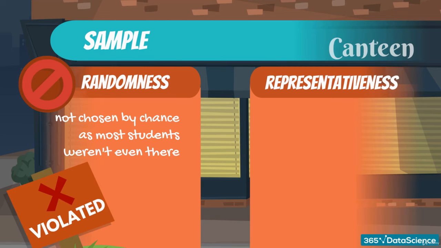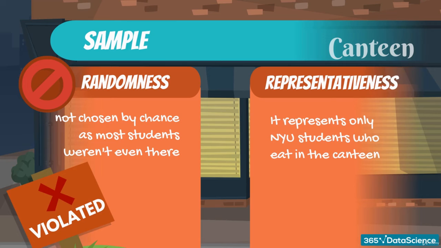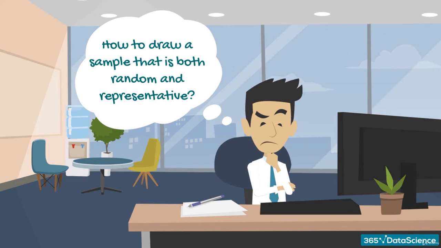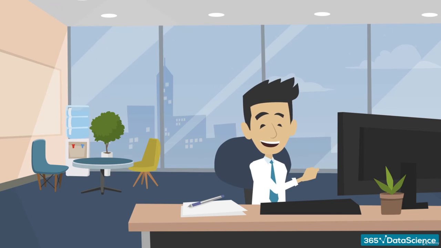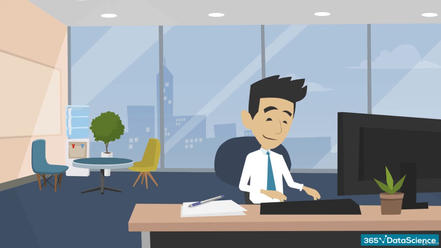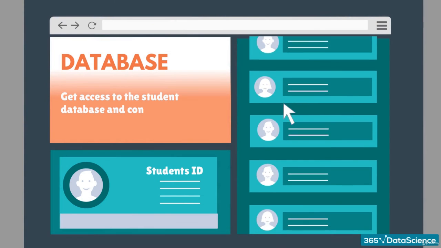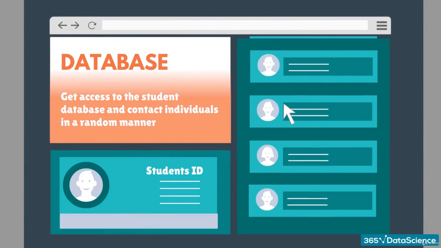But was it representative? Well, it represented a group of people, but definitely not all students in the university. To be exact, it represented the people who have lunch at the university canteen. Had our survey been about job prospects of NYU students who eat in the university canteen, we would have done well. Okay, you must be wondering how to draw a sample that is both random and representative. Well, the safest way would be to get access to the student database and contact individuals in a random manner. However, such surveys are almost impossible to conduct without assistance from the university.